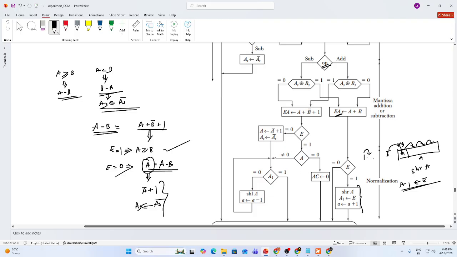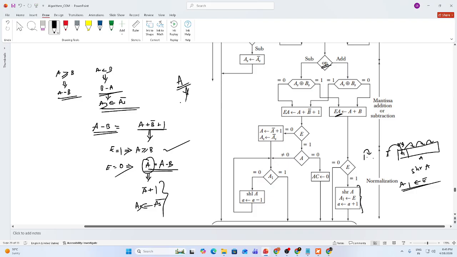But if AC is not equal to 0, again I need to normalize the result. I get A minus B in the A. Already I did that, A minus B is there in the A, but I should ensure that this result is normalized.